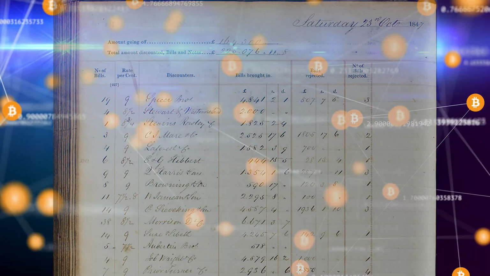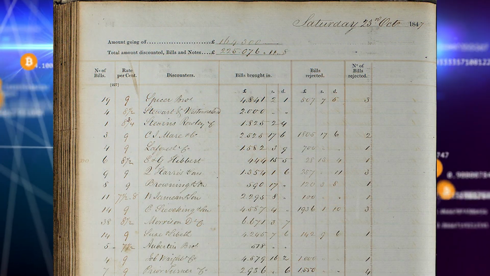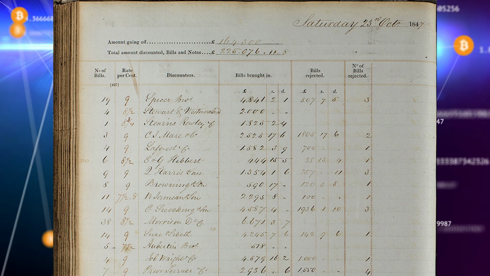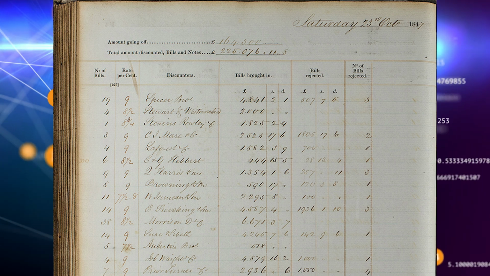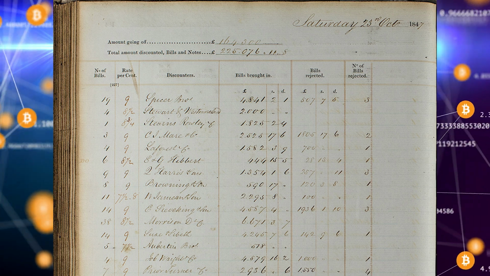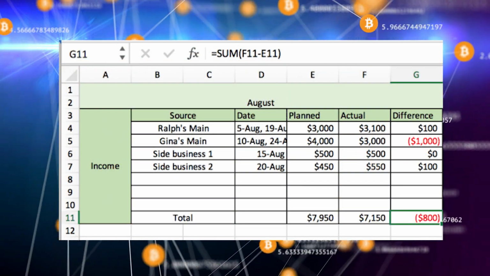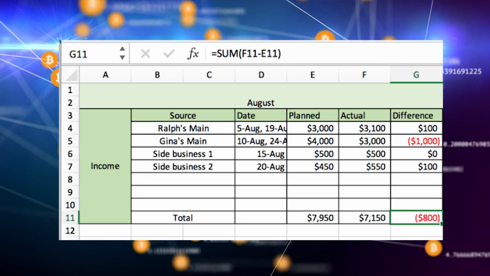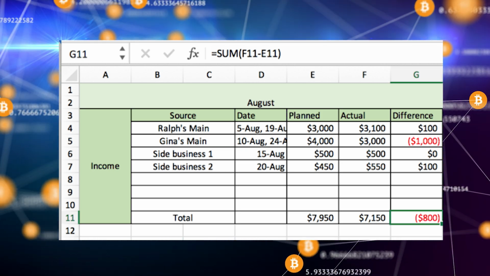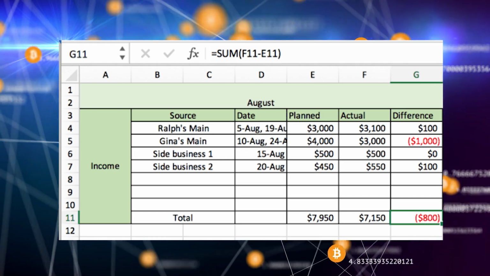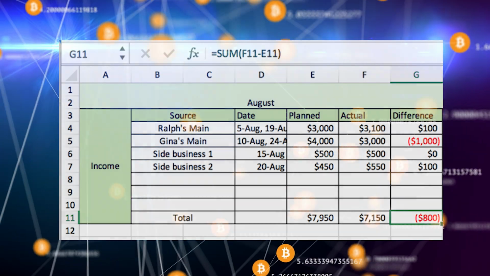This is a picture of an old blockchain from the Bank of England. In this ledger, it shows how much money was taken and brought into the bank. Now let's modernize this ledger into an Excel spreadsheet. Now keep in mind, this ledger does not have the same data as the old ledger that I showed earlier, but this Excel spreadsheet represents the same concept. Money is shown, and by certain dates, the account either loses or gains values.